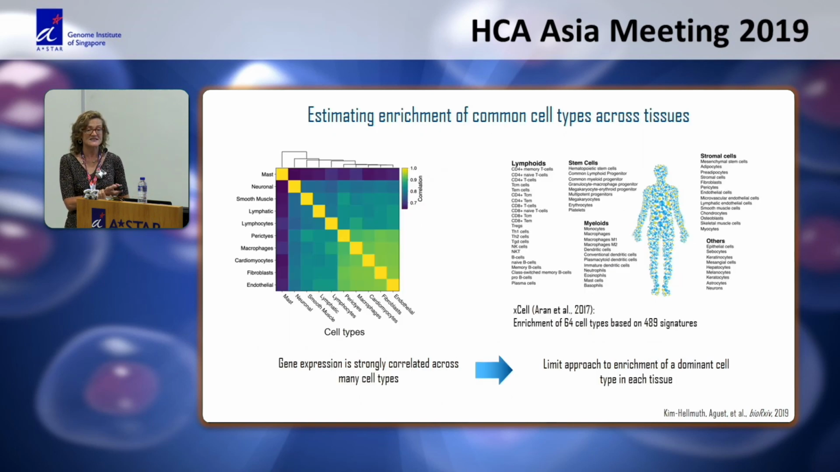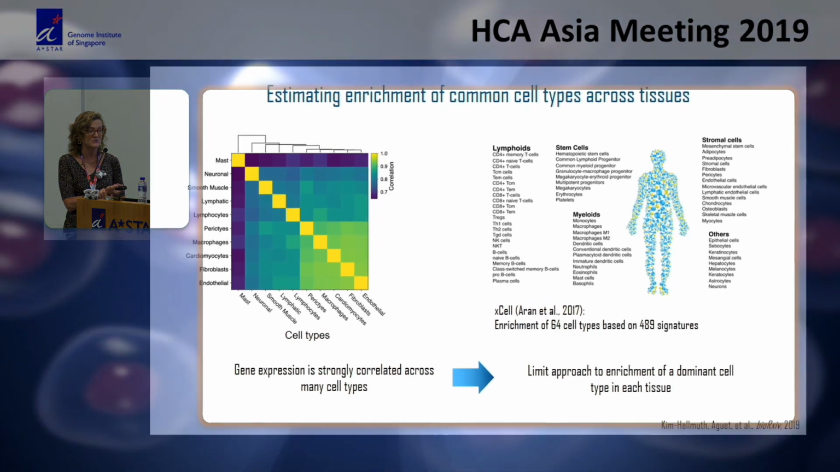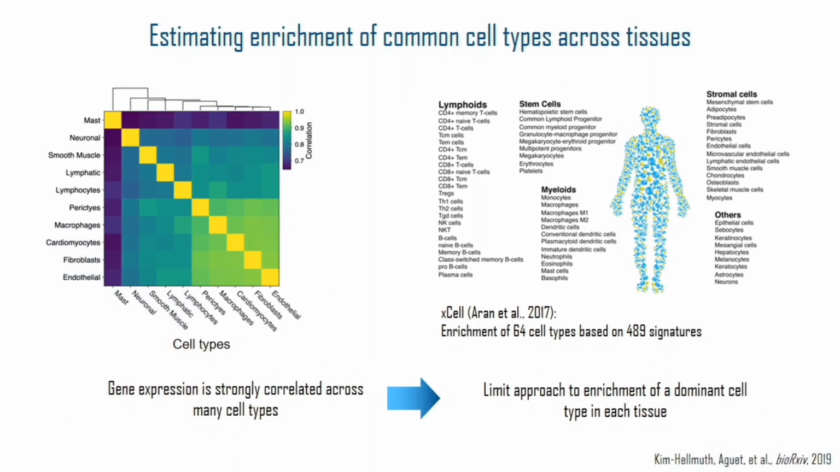And we did an extensive benchmarking to work out what the best approach for this was. There are no real best approaches, but we settled on using the xCell method. And what's shown on the left here is some of the cell types. Basically, gene expression was strongly correlated across many of the cell types. So what this meant was it limited our approach to looking at enrichment of a single dominant cell type for most of the tissues.